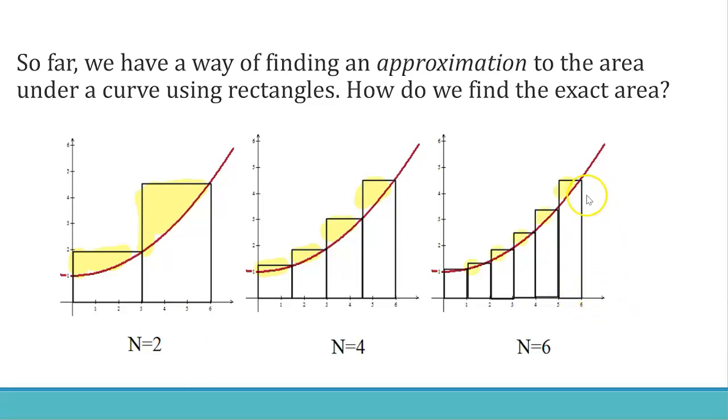So I'm getting closer and closer to finding that exact area under the curve if I use more and more rectangles. And that's not a coincidence. The more rectangles I use, the better approximation I'm going to get. But it turns out we want to consider increasing the number of rectangles infinitely. So we're going to bring in the concept of limits, and we're going to think about what happens as the number of rectangles goes to infinity.